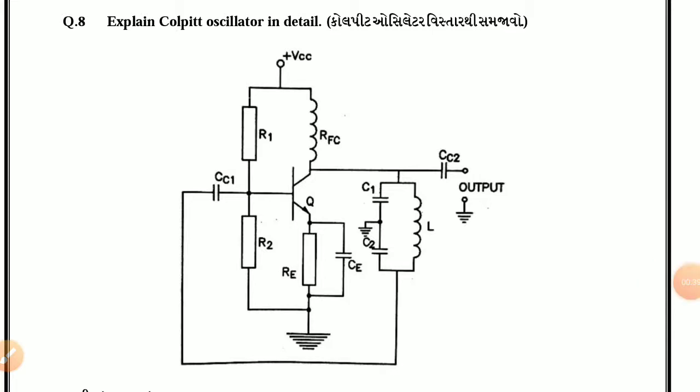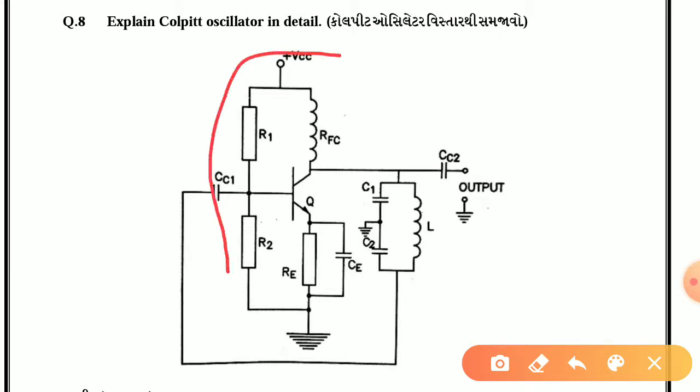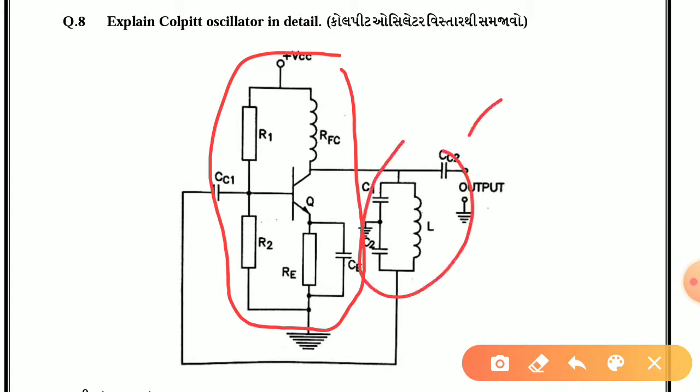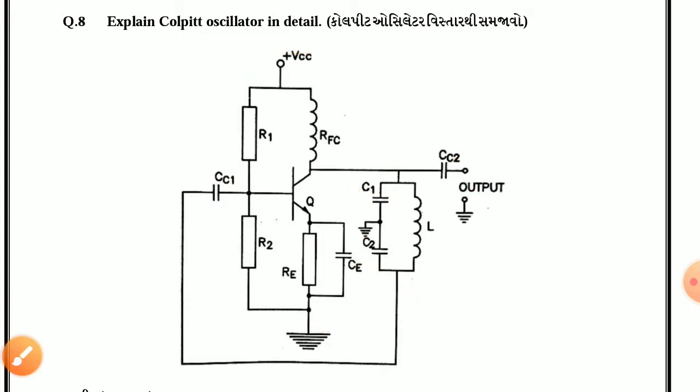So next question: explain the Colpitts oscillator in detail. As you can see in the diagram, there is not much modification in the circuit. The amplifier circuit is as it is, and only a few changes are done in the tank circuit. So you can easily remember the Hartley and Colpitts oscillators by the simple change in the tank circuit.